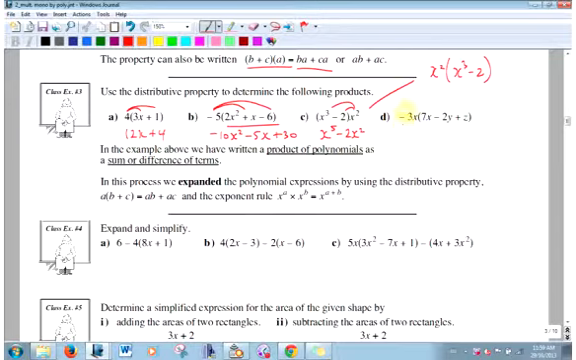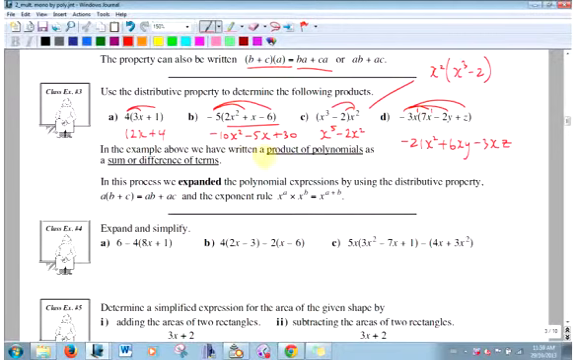Okay, negative 3 times 7x. Just look at the numbers. What's negative 3 times 7? Negative 21. What's x times x? X squared, right? Same base, add the exponents. What's 1 plus 1? 2. Okay, negative 3 times negative 2, positive 6. X times y, xy. Negative 3 times 1 is negative 3. X times z, xz. Same thing. Okay?